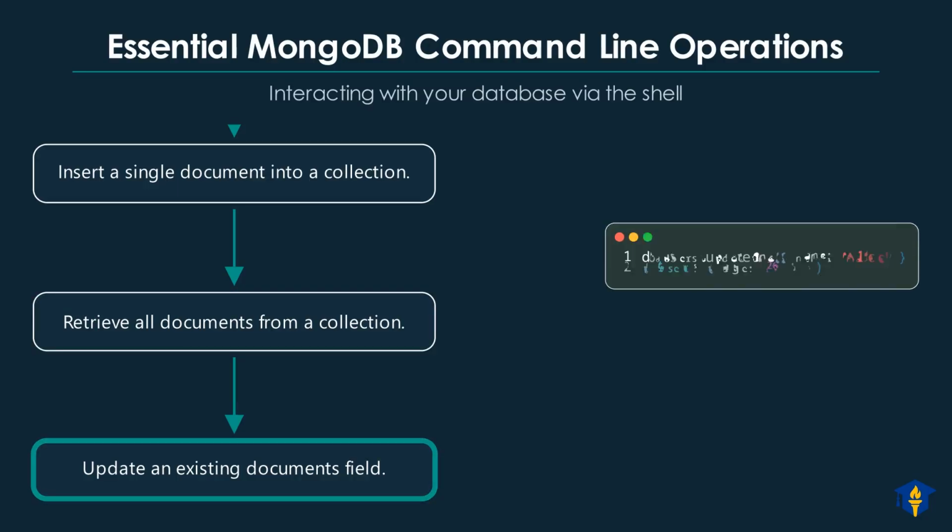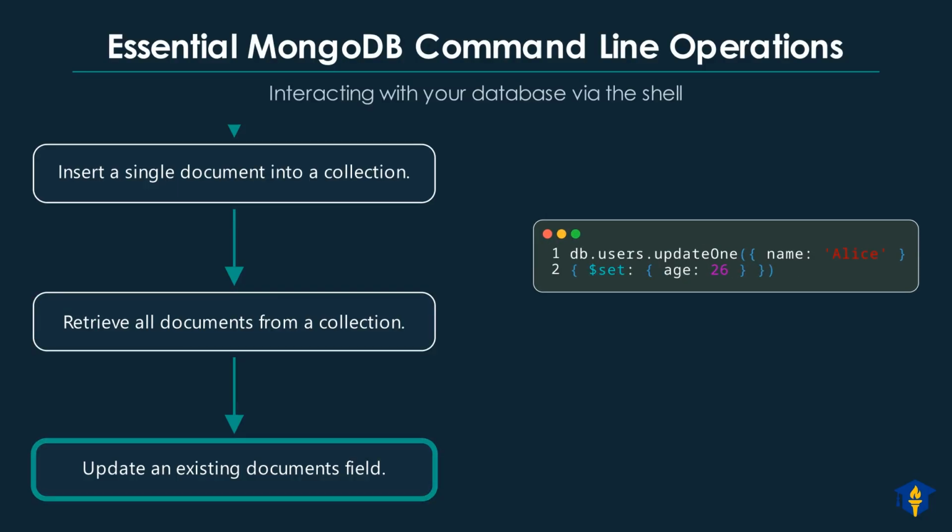To modify data, you can update a specific field within an existing document. Here, db.users.update finds Alice and sets her age to 26 using the $set operator.